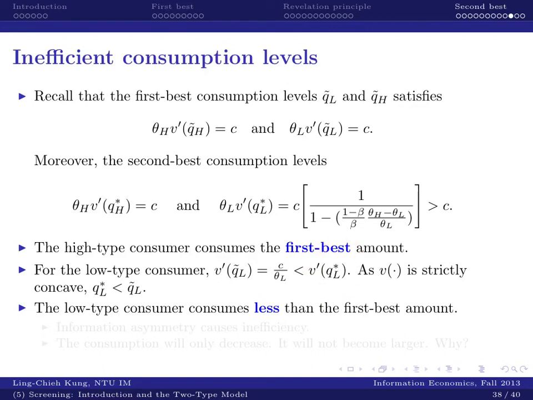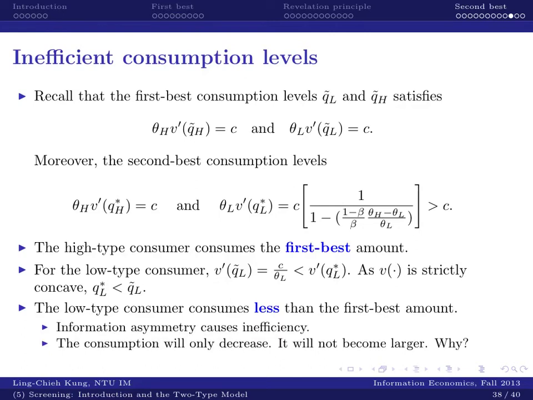So if V prime of QL star is greater than V prime of QL tilde, as V is strictly concave, we know the low type consumer's quantity will become lower than the efficient level. And we know this means inefficiency. We cannot make the social welfare as large as in the complete information case. So this is how information asymmetry causes inefficiency, and the consumption level will only decrease, right?